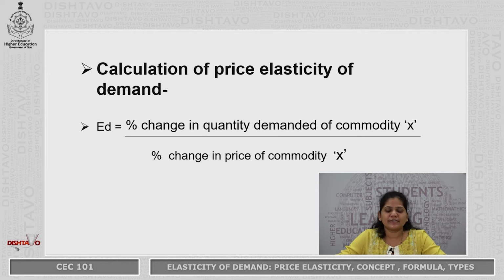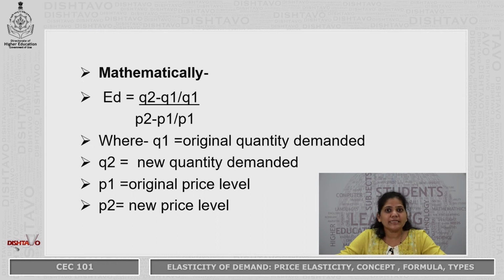For calculating the price elasticity of demand, the formula used is ED, that is elasticity of demand, is equal to percentage change in quantity demanded of commodity X divided by percentage change in price of commodity X. Mathematically it is written as ED equals (Q2 minus Q1) divided by Q1, divided by (P2 minus P1) divided by P1, where Q1 is the original quantity demanded, Q2 is the new quantity demanded, P1 is the original price level and P2 the new price level.